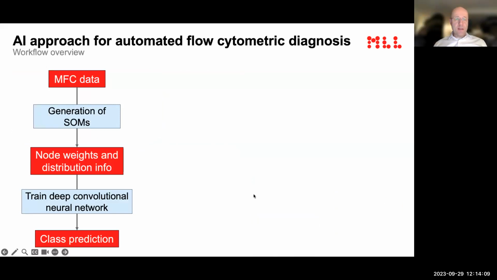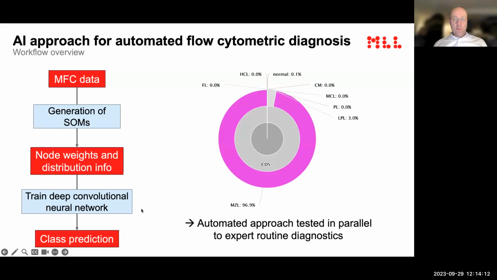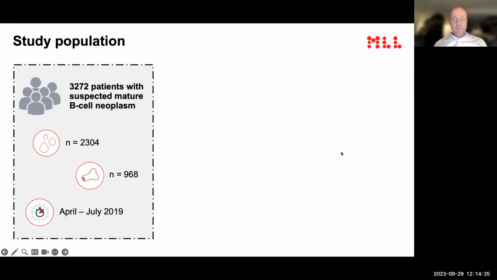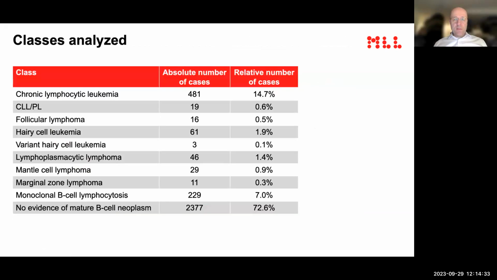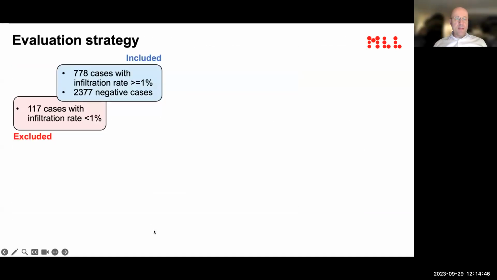We used these SOMs to train the first networks, and then build a classifier. We began with lymphoma or no lymphoma, then with CD5 positive and negative lymphoma, and then with the different lymphoma classes. This was based on some more than 3,000 cases with a 2-tube analysis. And you see here the different diagnoses. Most cases were CLL and no lymphoma, but also many other lymphoma entities have been represented.